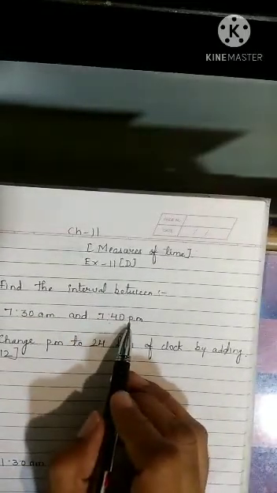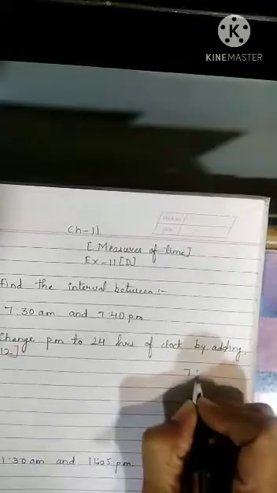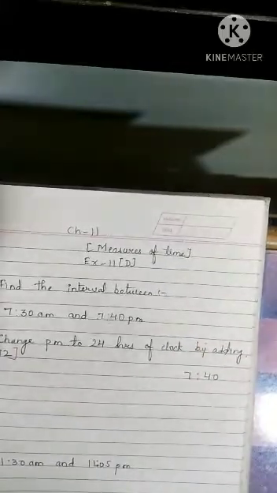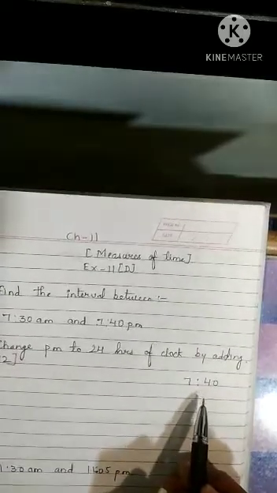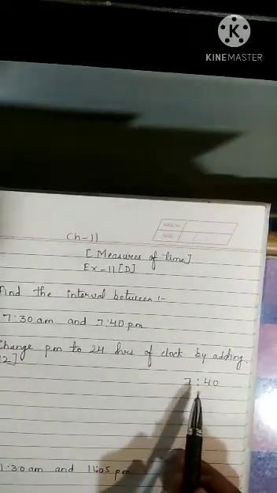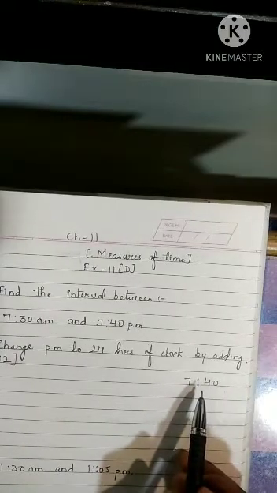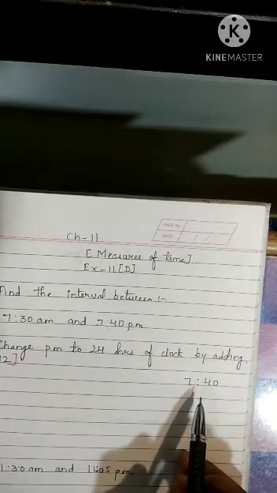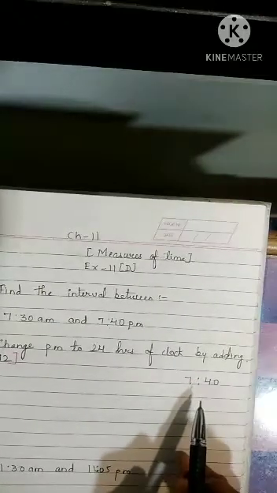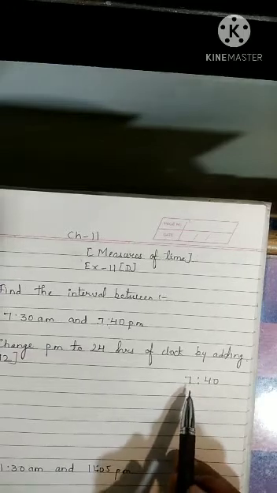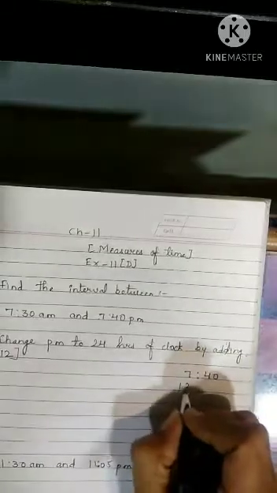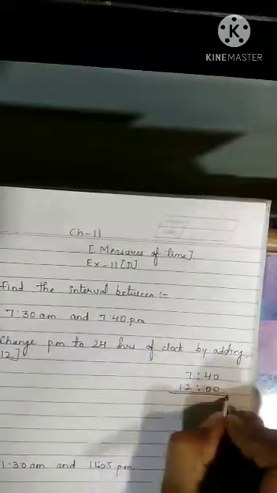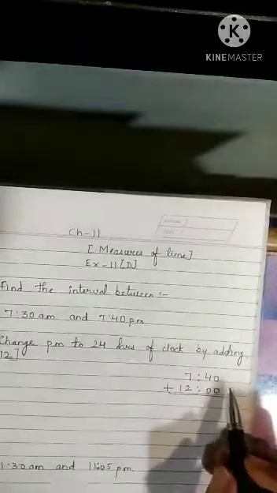Now 7:40 p.m. is given. So p.m. we have to convert. I'm showing you over here 7:40. So how do we convert into a 24 hours of clock? After 12 noon, when 1 p.m. starts, we say 13. Then 2 p.m. we say 14. 3 p.m. we say 15. 4 p.m. we say 16. 5 p.m. we say 17. In this way. So by adding 12, we will change into 24 hours of clock.